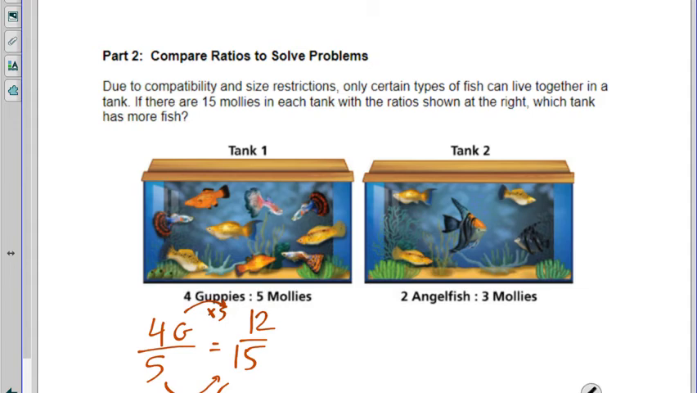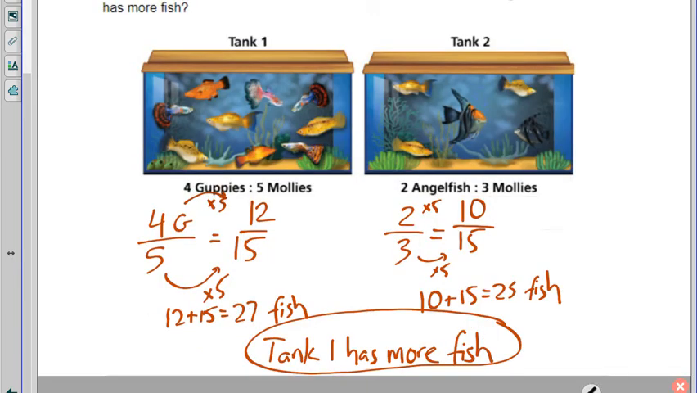And on the other tank, I have 2 angelfish for 3 mollies, but I actually have 15 mollies. So there's a 2 to 3 ratio of angelfish to mollies, but I have 15 mollies, and that's times 5. So this times 5 means there's actually 10 angelfish, and 10 plus 15 equals 25 fish. So you can see that there are more fish in tank 1. Tank 1 has more fish.